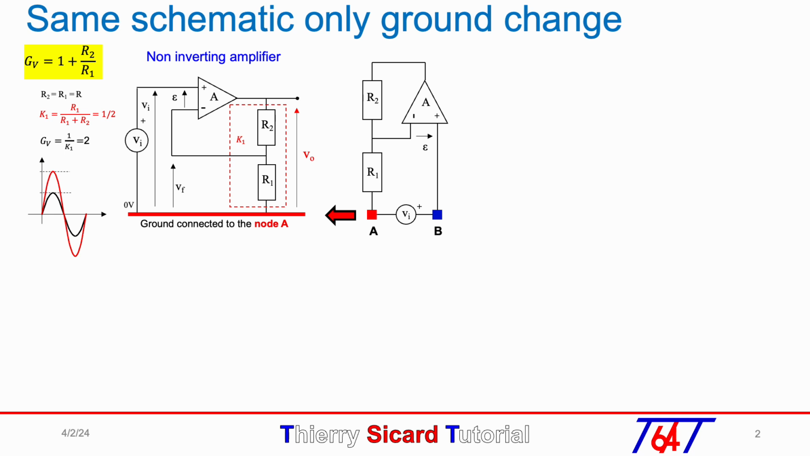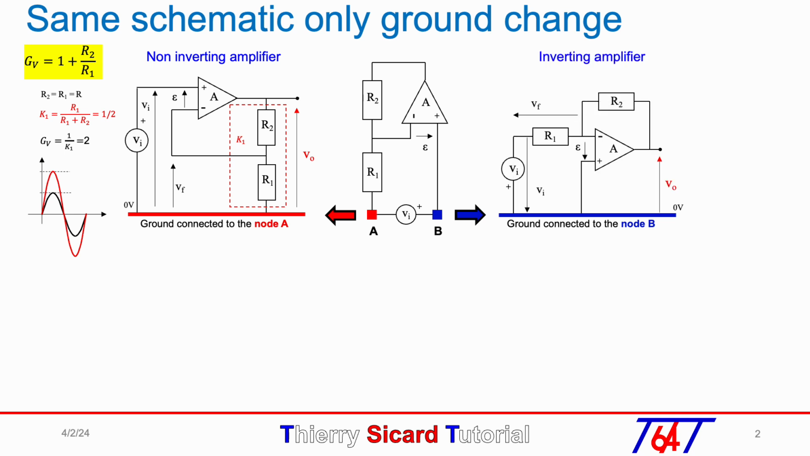Now, if we decide to connect the ground to the node B, you will recognize immediately the inverting amplifier schematic you learned in school with the closed loop gain of minus R2 over R1, with R1 equal R2 equal R. The K1 and K2 factor are equal to 0.5 and the gain is minus 1.